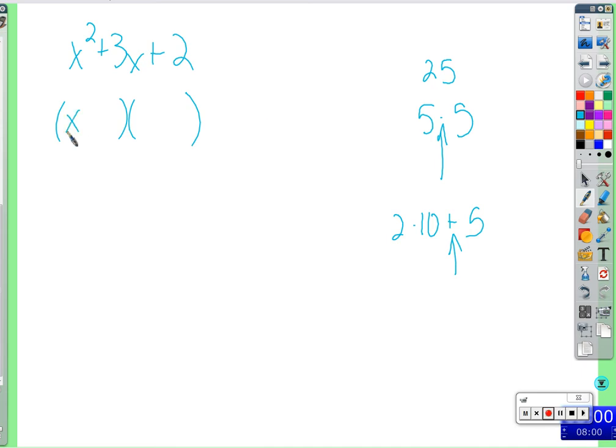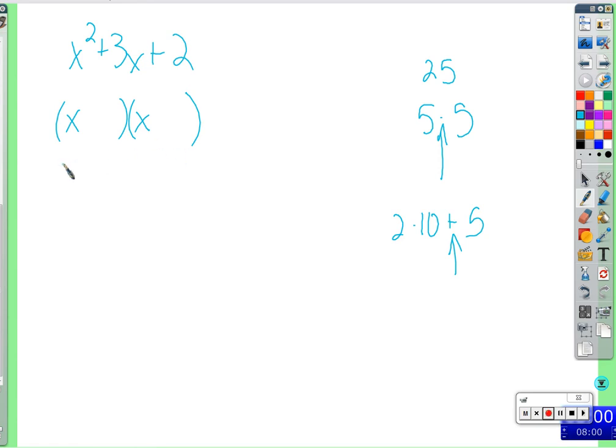For that to happen, we have an x times an x giving us x squared. And now we need to plug in here two numbers that multiply to make 2 and add to make 3. This is the rule we've been using. If you have not been in the practice of multiplying this out and checking yourself, or you feel like you are incapable of doing something like that, it would behoove you to get into that practice.